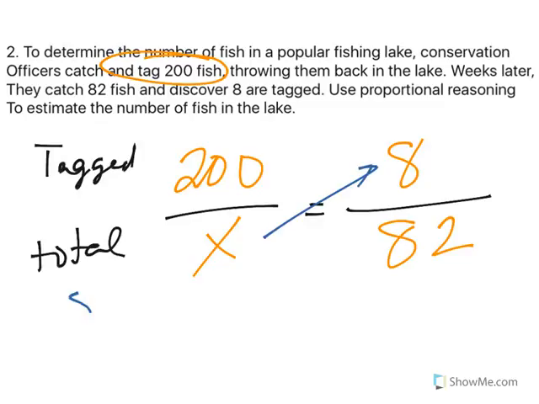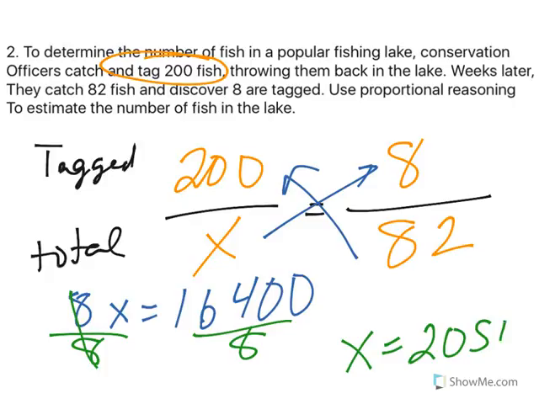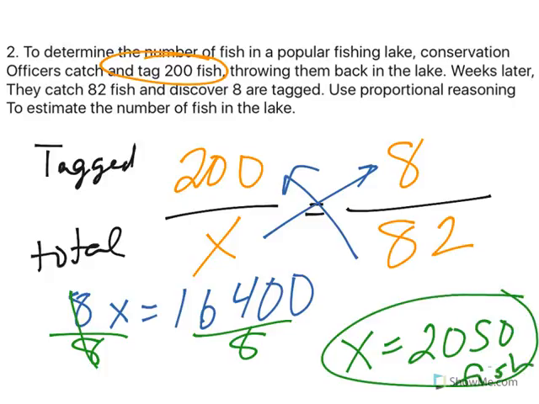So we cross multiply. 8x equals 16,400. We divide both sides by 8, and we would estimate that there are 2,050 fish in the lake, right? And that's an estimate. That's assuming that the proportion of tagged to caught is always 8 to 82.